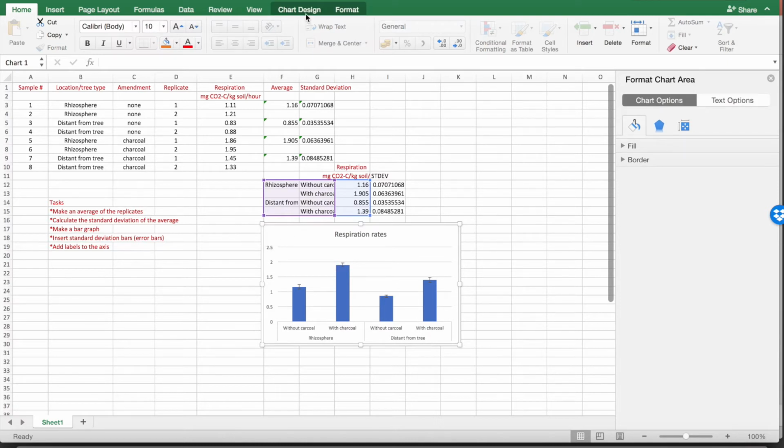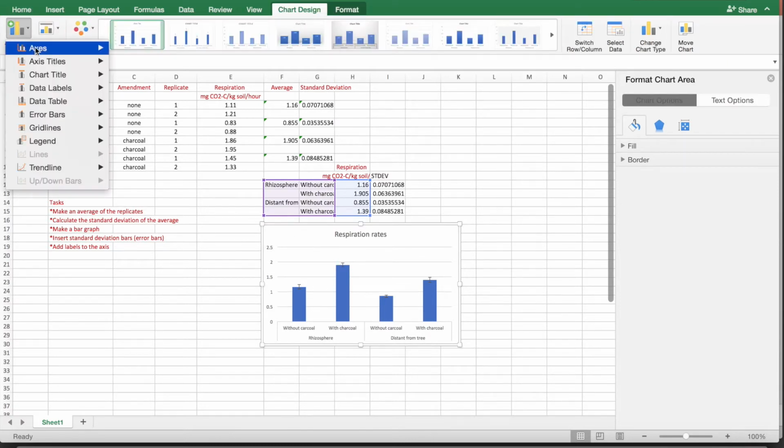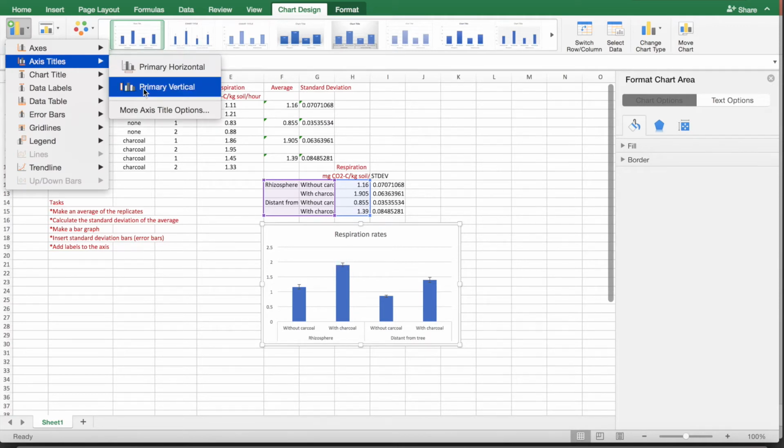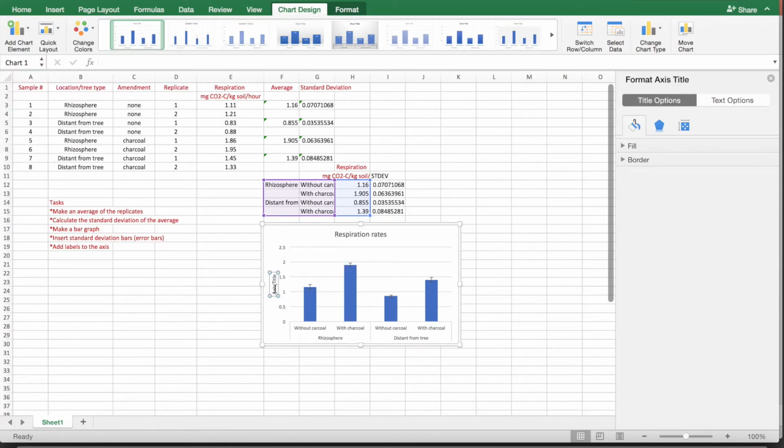Now let's add labels to the axis. So let's go again under Add Chart Elements and add the title to the y-axis. So I'm typing respiration rates and the units, which we're going to express as milligrams of carbon per kilogram of soil per hour. And we have our graph. So the graph is now ready to put on the report.